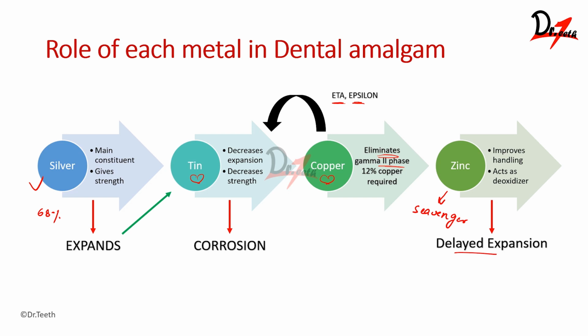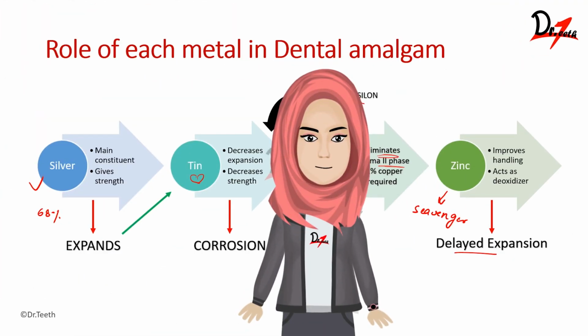We also add some other elements like indium and palladium, because indium reduces creep and increases the strength, and palladium reduces corrosion and provides greater luster, shine, okay? So that was about the role of each metal in dental amalgam.